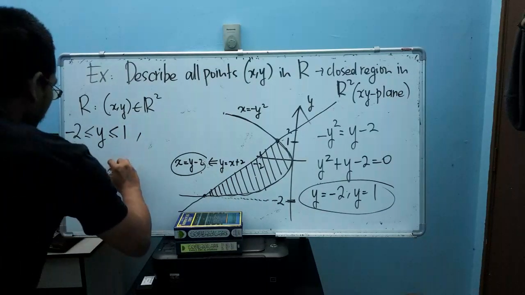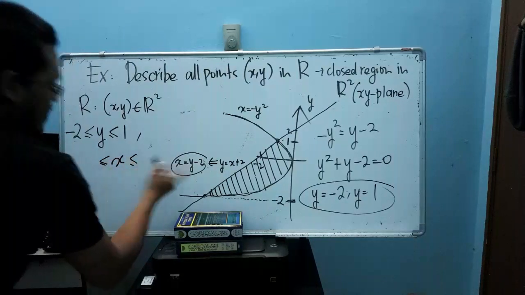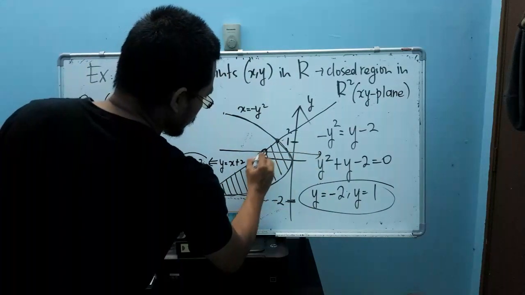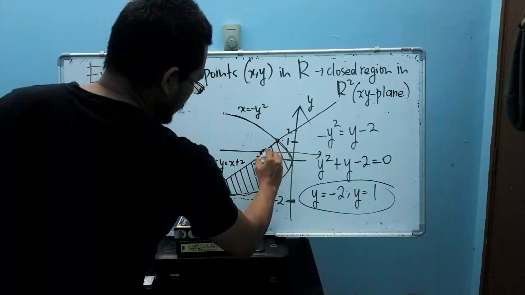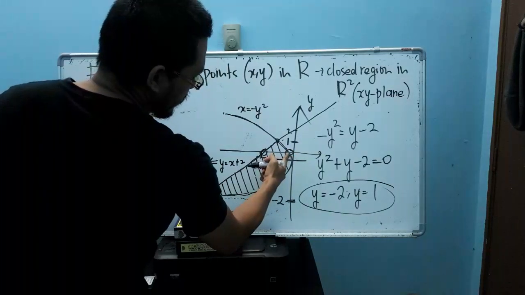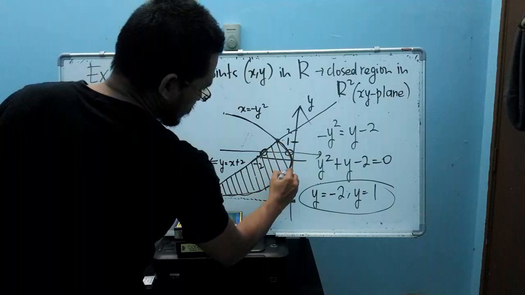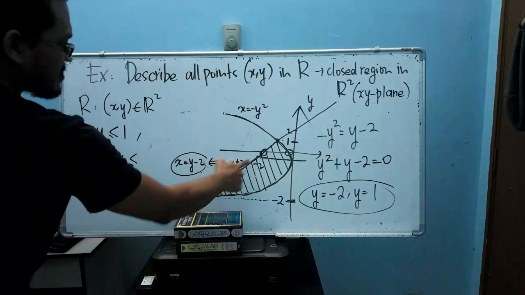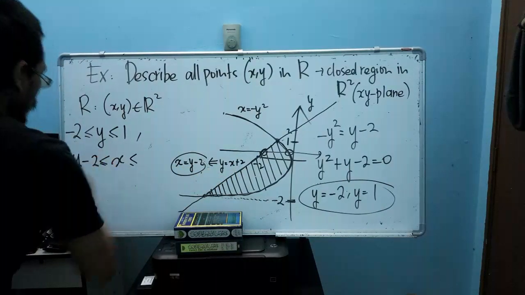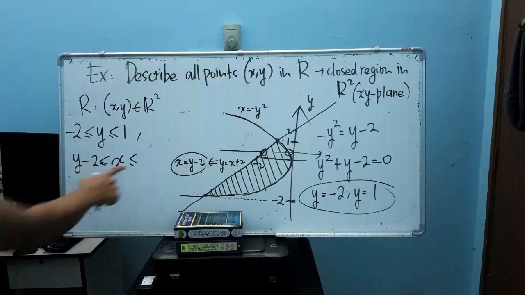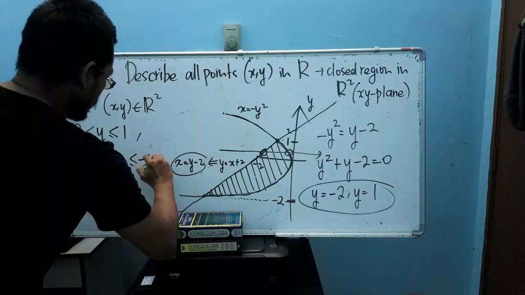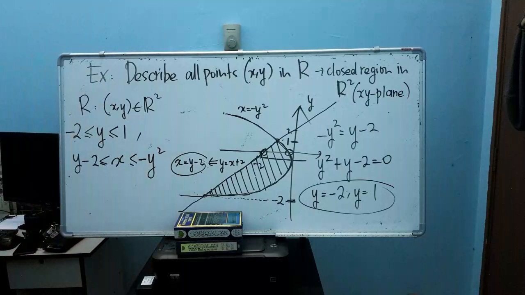And of course my x. How to find my x here? The condition of my x should be from left to right. It will start from this point, which corresponds to this line, and then it will go out from this point, which corresponds to this curve. So what is this one? This one is actually y minus 2. How about this one? This one represents this part, so it is minus y squared. So this will be the answer.